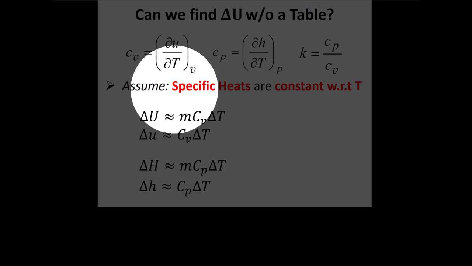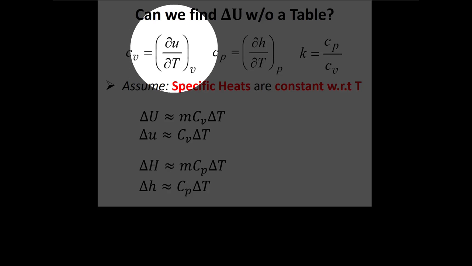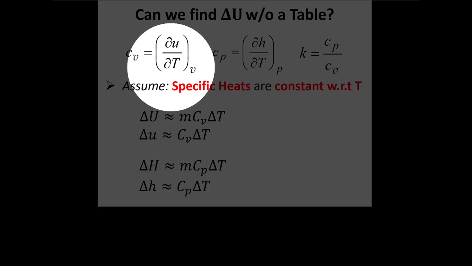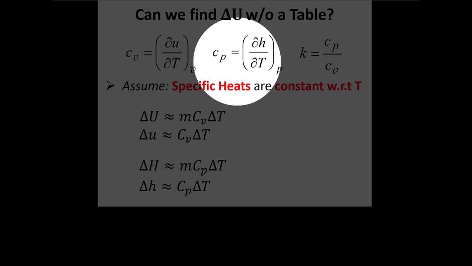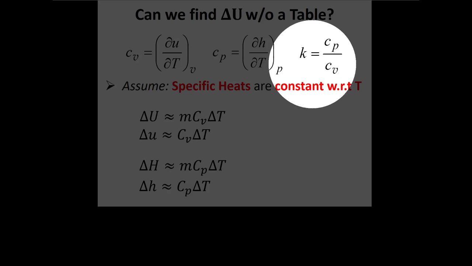So here we have two different kinds of specific heat. CV, which is specific heat at constant volume, is defined as the partial derivative of specific internal energy with temperature. And we have CP, which is specific heat at constant pressure, which is the partial derivative of enthalpy with temperature. We also have this specific heat ratio, k, which is CP divided by CV.